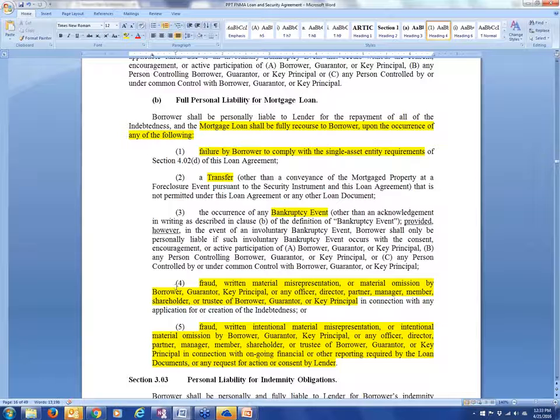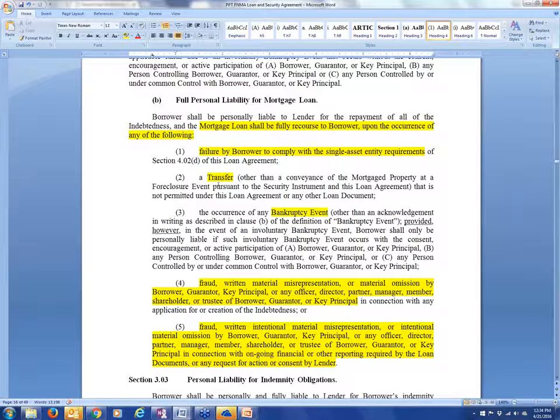So let me see here. Now, full personal liability for mortgage. Mortgage loans shall be fully recourse to the borrower upon the occurrence of any of the following. Okay. Failure by borrower to comply with the single asset entity requirements. I'm going to show you that later on, what exactly that means. It's very simple, and it's not something you should ever have to be concerned with breaking.